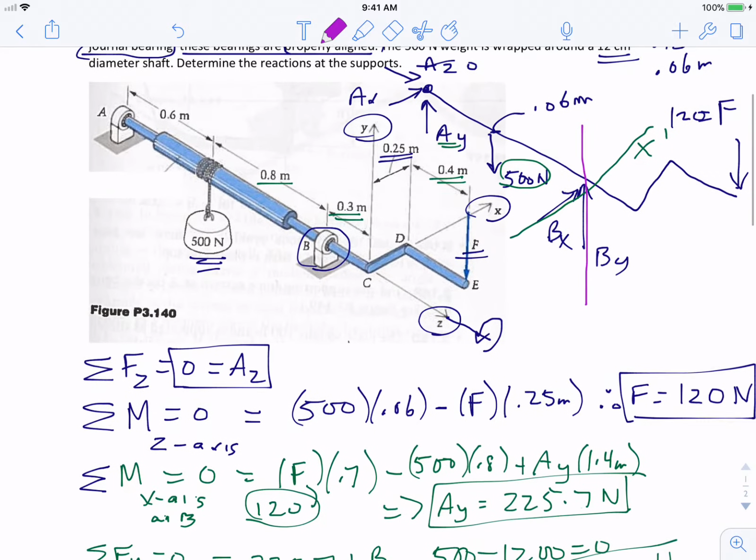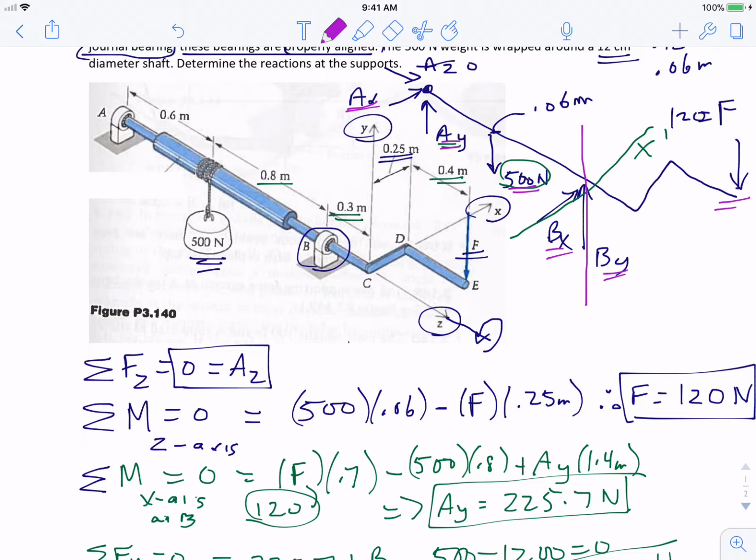And so if we glance back to our problem statement, the 500 Newton is going along the axis, so it will not create a moment. This will not create a moment. Bx and By also won't create a moment because they're going through it. AY will not create a moment. AZ is 0, so the only thing available to create a moment is AX.